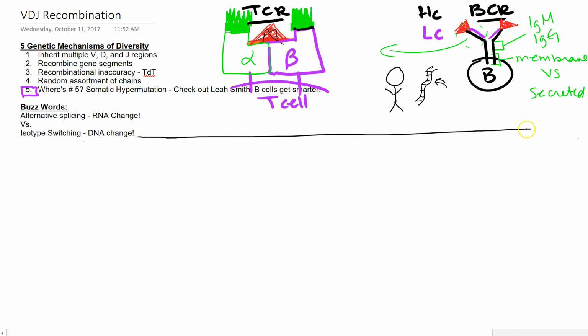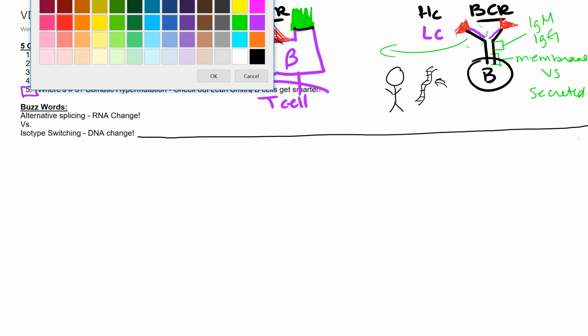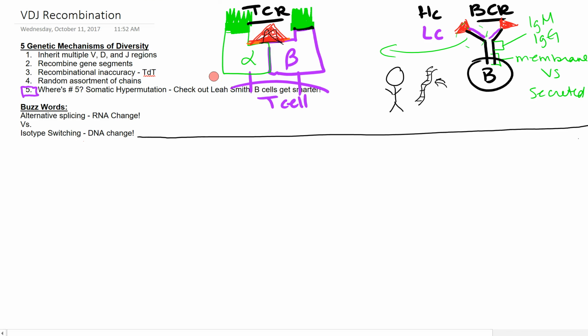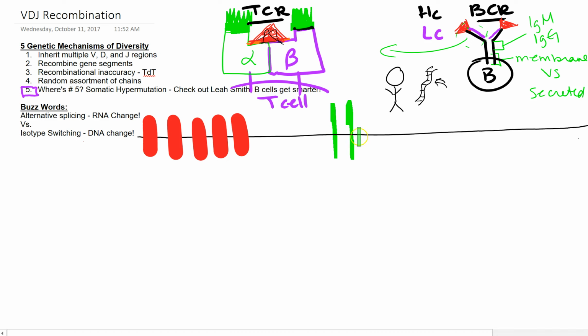So this is our chromosome, and it has a whole bunch of genes on it. And the first thing we're going to note about it is that it literally has multiple copies of the same gene type, but they're each a little different. So it has multiple V regions or V exons. It has multiple D exons, and it has multiple J exons.